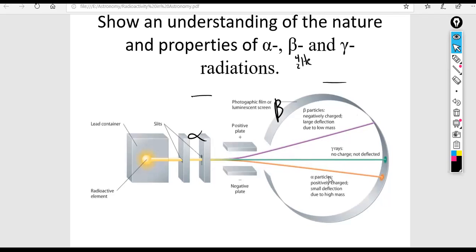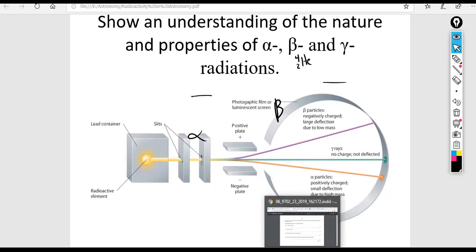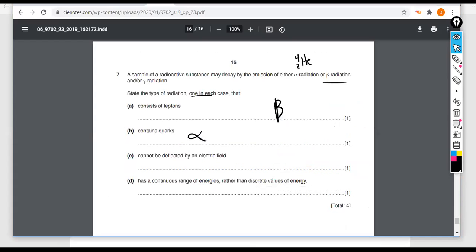You see how this is a steeper angle than that one? That's because the alpha particle is more massive. This is just an electron, so it would be way worse. This thing would just go straight up, and this thing would barely be deflected down. But the gamma rays are not deflected because they're not charged. So gamma radiation is the answer to that one, right? They just go straight through. The electric field does not affect light. So we got beta, alpha, cannot be deflected by an electric field, gamma.